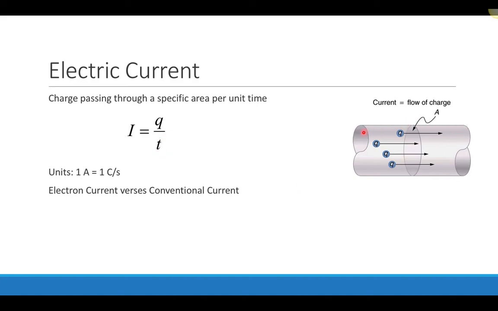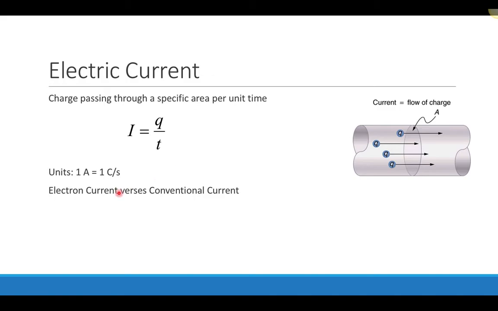So basically, if I had a piece of wire connected to a circuit so that it's a complete circuit, and I could stand here with a stopwatch and measure the charge that passed through this particular cross-sectional area in a given amount of time, and I put that charge in here and divided by the time, that would tell me the current through that particular circuit.